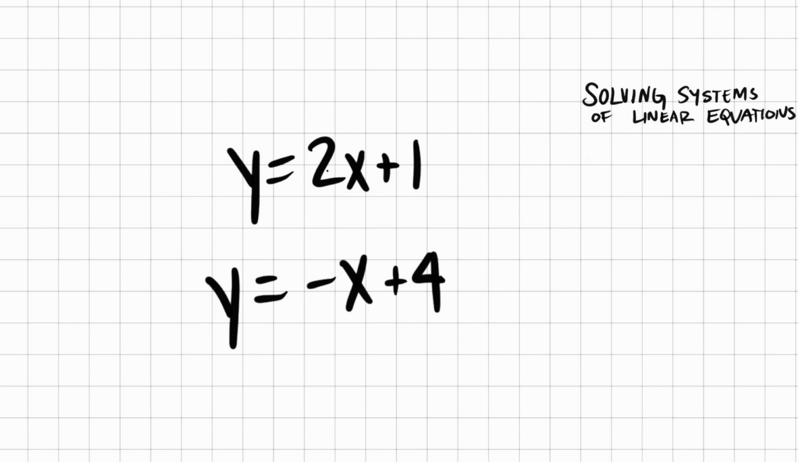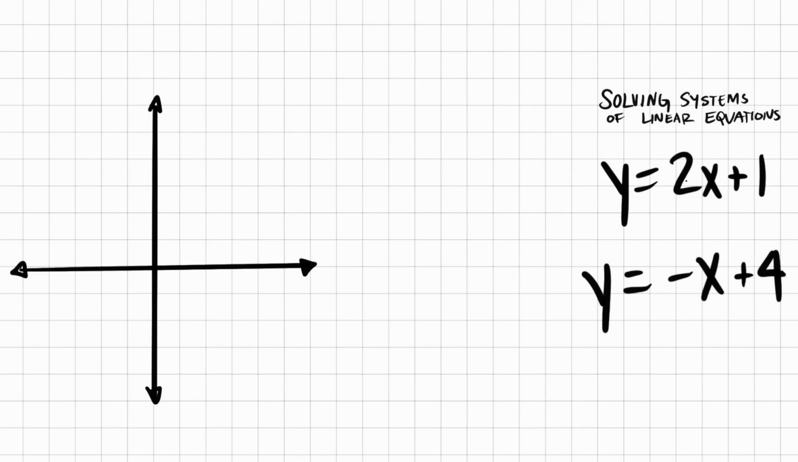Now we're going to look at these two equations and we're going to solve for the solution in these three different ways. So we have y equals 2x plus 1 and y equals negative x plus 4. First, we're going to need some graph paper. Here I already have some graph paper lined out. You can imagine each block as one unit, so I won't go ahead and label every single line. You'll just assume that each of these squares is one unit.